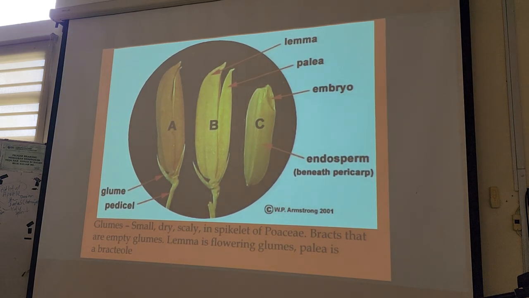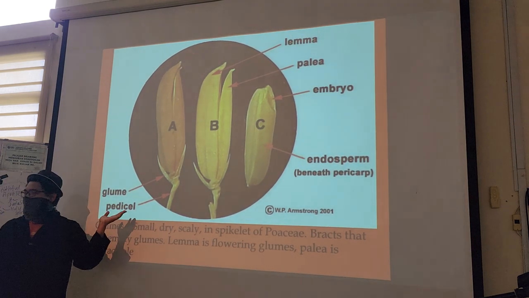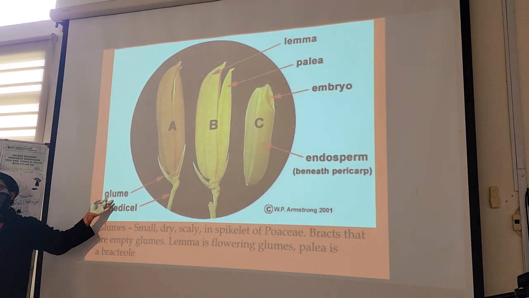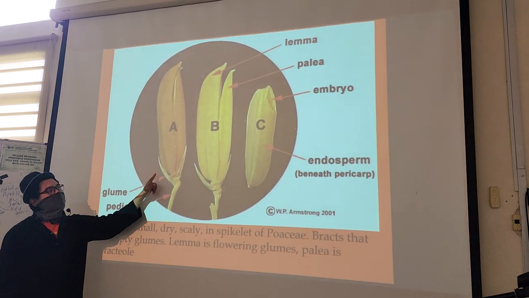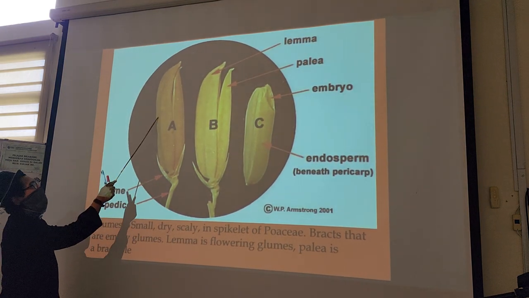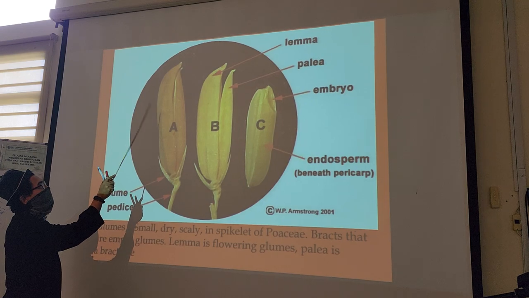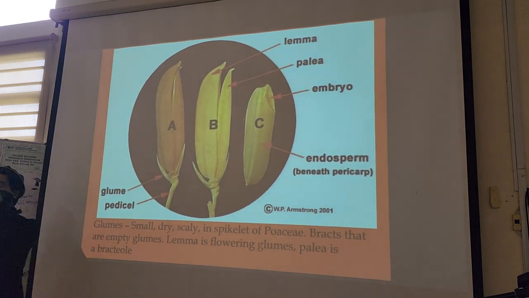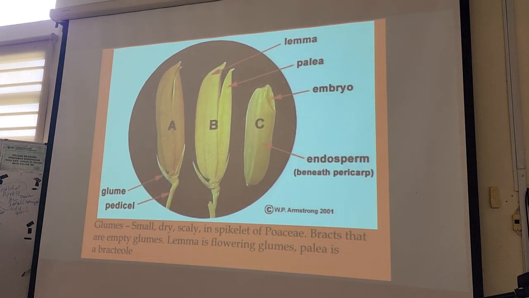Anyway, glume. Glume is actually a type of bract as well, but for grass. They don't call it bract, they call it glume. One, two, always two. Okay. Below, what do we call it? Lemma. Above? Palea. Palea or Pale. Either one, okay?